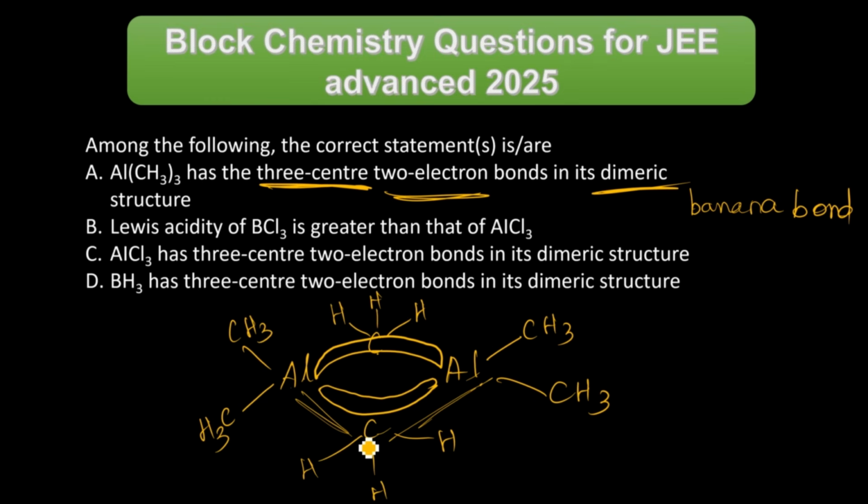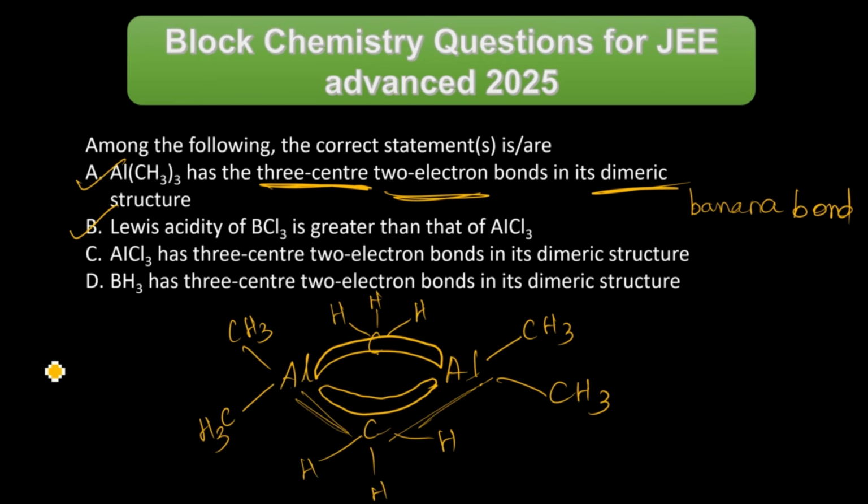Then, Lewis acidity of BCl3 is greater than that of AlCl3. Okay, BCl3 is the stronger Lewis acid. Why? Because of the smaller size of boron, which makes it stronger. So this statement is also right.